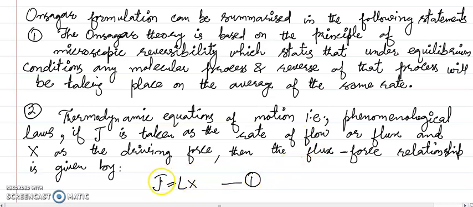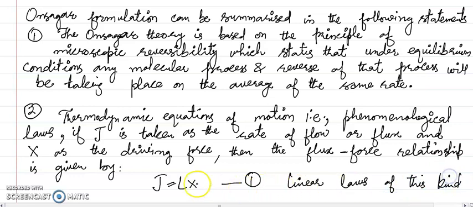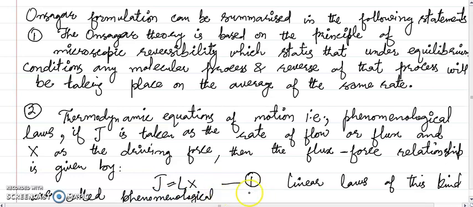Basically this flux has a linear dependence, or it is directly proportional to the driving force. So linear laws of this kind are called phenomenological relations. This point we have already discussed in the previous class.